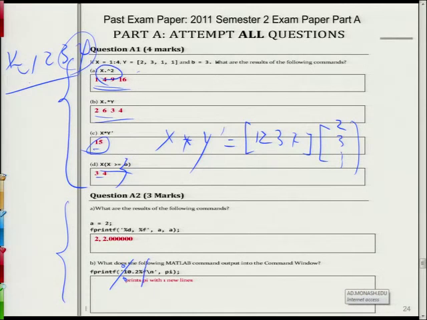So percentage 10.2f. The question A2 is asking you basically to use printf to print out A. A is an integer, A is 2. Okay, fprintf, print out A. This is 2 and this is also 2.